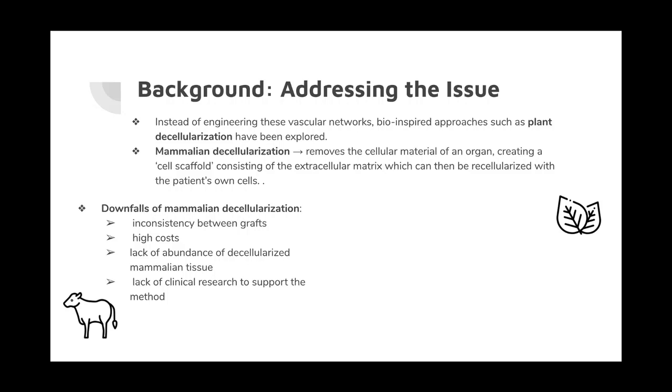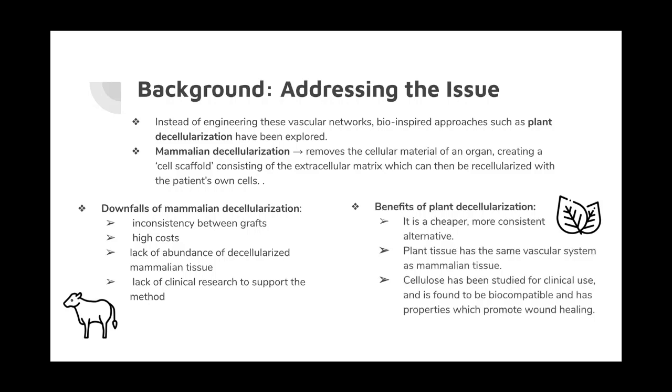Another issue is the high cost of this process, as well as the lack of abundance of decellularized mammalian tissue, and the lack of clinical research to support this method. Plant decellularization has instead been suggested. It is a cheaper and more consistent alternative. Plant tissue has the same vascular system as mammalian tissue, which makes this method just as viable as the others.